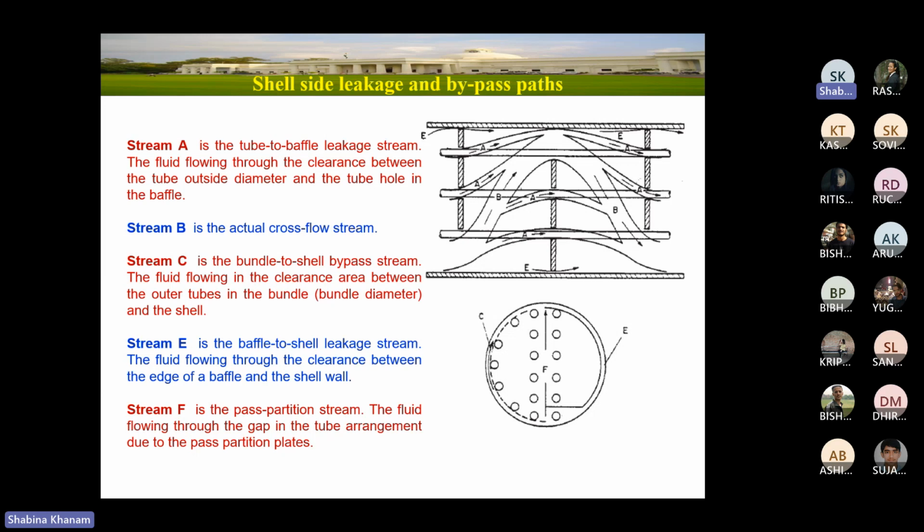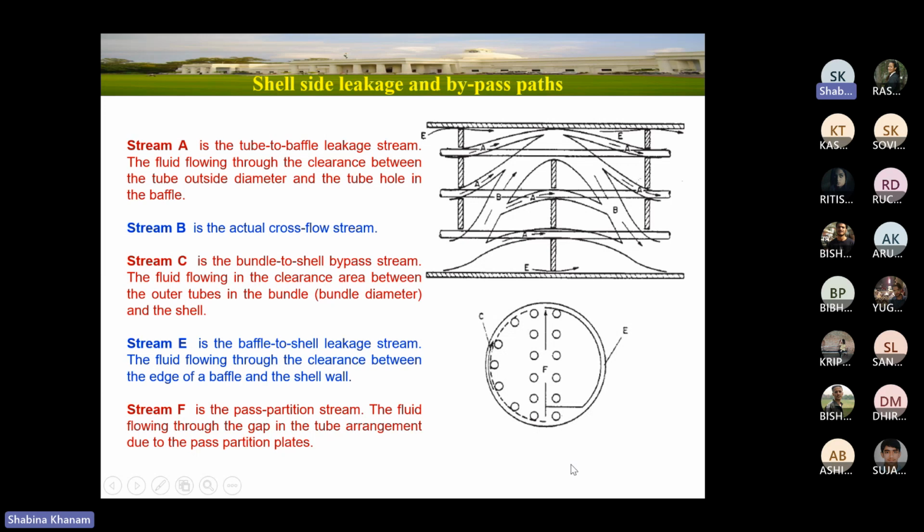Therefore, when we consider the pass partition plate, in that region no tube can be placed on the shell side. Therefore, according to the pass partition plate, shell diameter will increase. Remember K1 and N1, which depend on the passes. So the pass partition plate is available on the tube side, but it will affect the shell side flow also. So stream F we are considering in between, as you can see.